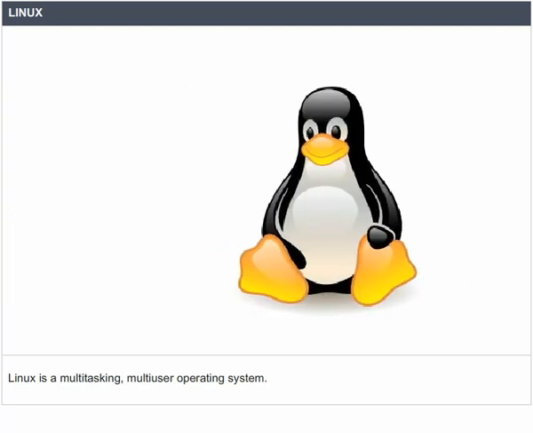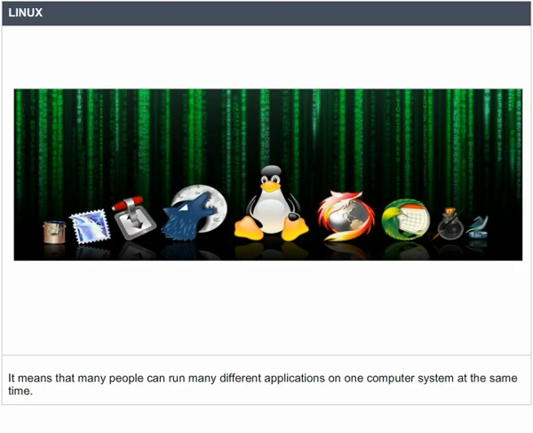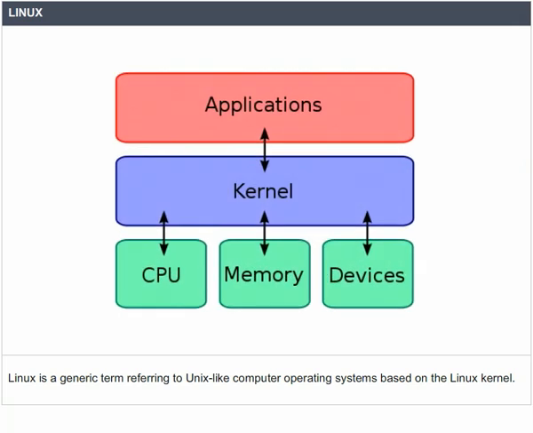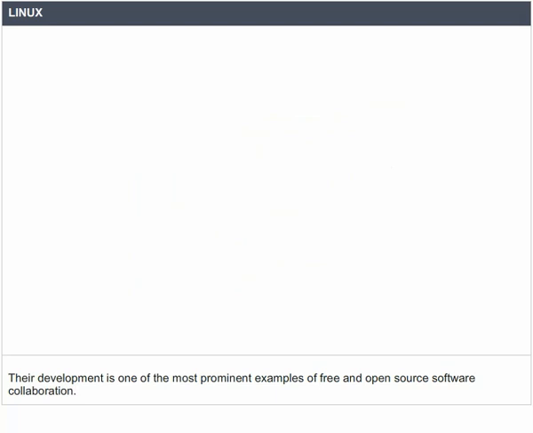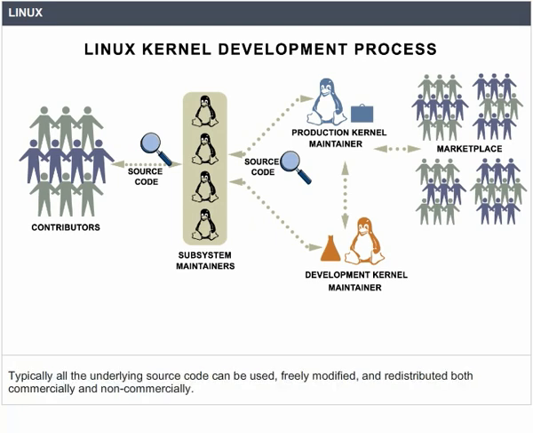Linux. Linux is a multitasking, multi-user operating system. It means that many people can run many different applications on one computer system at the same time. Linux is a generic term referring to Unix-like computer operating systems based on the Linux kernel. Their development is one of the most prominent examples of free and open source software collaboration. Typically, all the underlying source code can be used, freely modified, and redistributed both commercially and non-commercially.